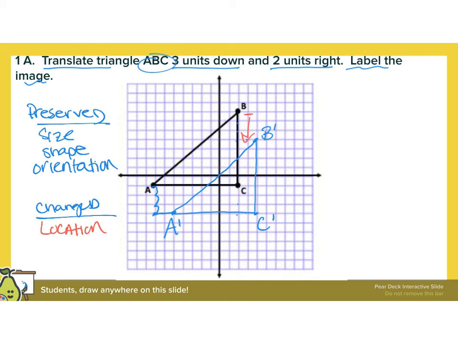Okay, my side lengths, my angle measures, my area and perimeter are also all the same. I didn't give myself enough space. So area, perimeter, pretend that's an M, side lengths, all that's the same, okay? But location is different.